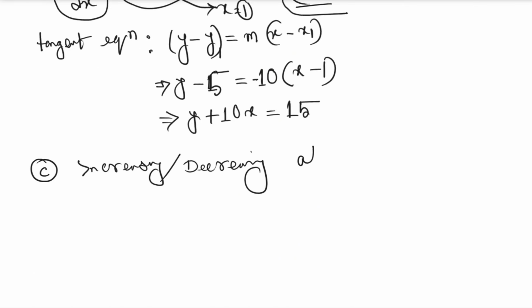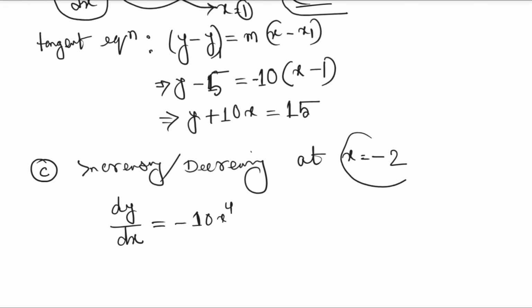At what point? At x is equal to minus 2. So dy/dx is equal to minus 10x to the power 4. Now if you plug in the value of x is equal to minus 2, we get minus 160. Just plug in the value of x, minus 2 to the power 4.